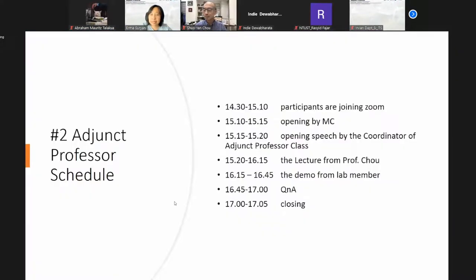Next we will move to the lecture by Prof. Chou, which will be delivered for about 1 hour. Then there will be a demo from Prof. Chou's lab members for about half an hour. After that, we will have a Q&A session at the end of this event. This session will end at about 5 p.m. Western Indonesian time.